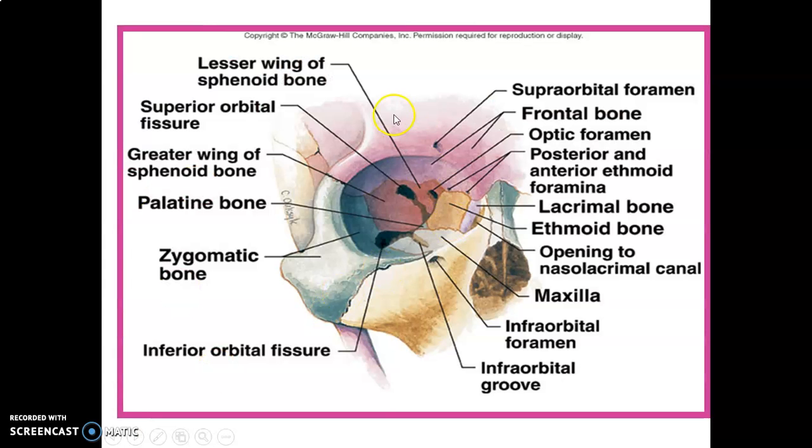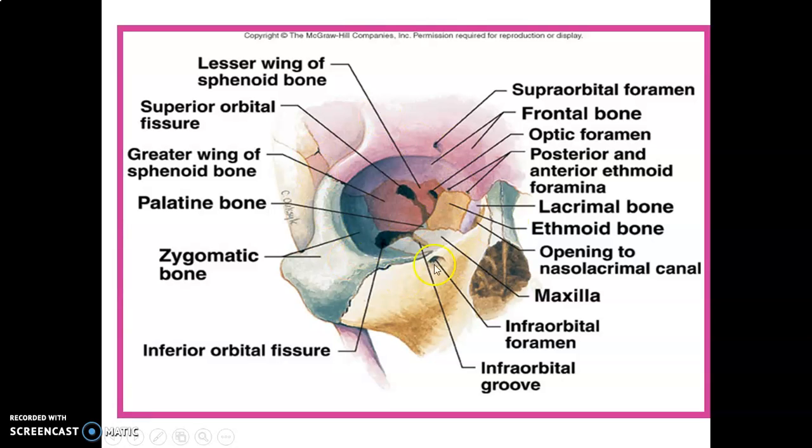So this just shows you the roof by the orbital plate of frontal bone and part of the lesser wing of sphenoid. Laterally by the zygomatic bone and greater wing of sphenoid. Medially, you have the ethmoid, lacrimal bone, ethmoid bone that are participating in forming the medial wall. Okay. Then inferiorly, on the medial aspect, you have the maxilla, and lateral aspect, you have the zygomatic.